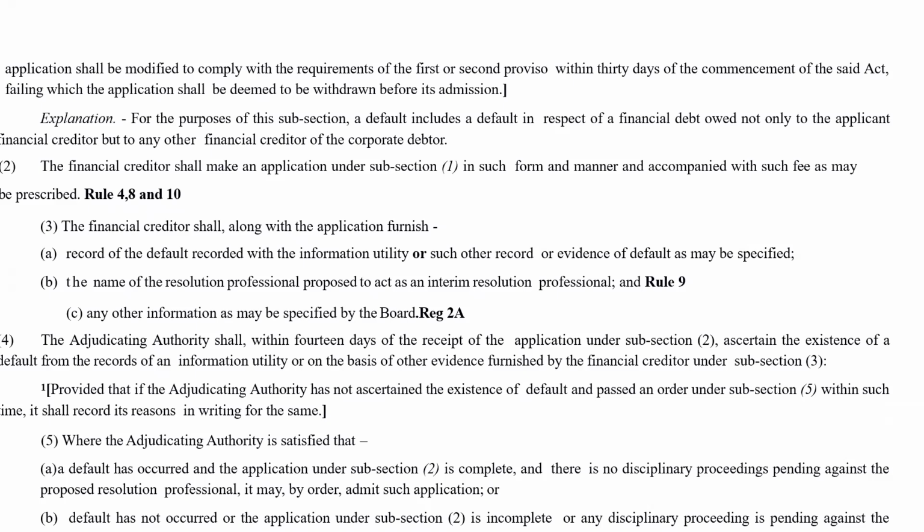Actually, we have already seen section 4. So the trigger point is the default. So we have to see when the cause of action has arisen. The cause of action arises when there is a default. So first of all, we have to see whether there is a default. Minimum amount as of today is 1 crore rupees for normal CIRP. So if there is a default of 1 crore rupees or more, from the date of the default, the cause of action has arisen.